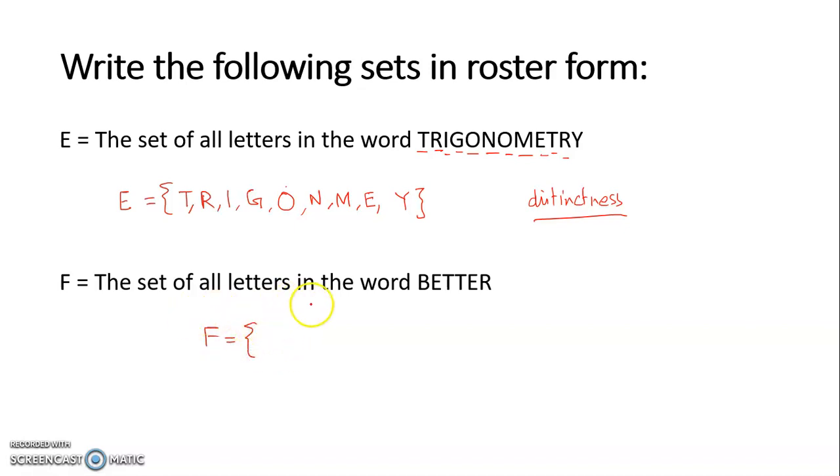Let's say F, the set of all letters in the word better. So I'll also use the same method. I'll start with B, E, T should be written. Again T, already covered. E, already covered. And R. All the elements are supposed to be unique and separated by a comma.